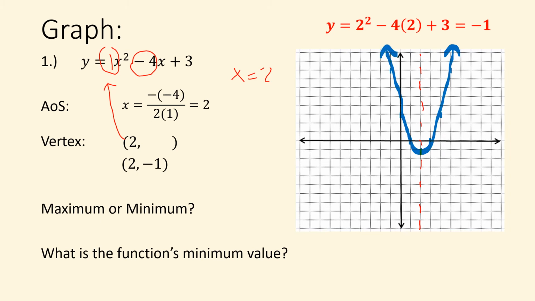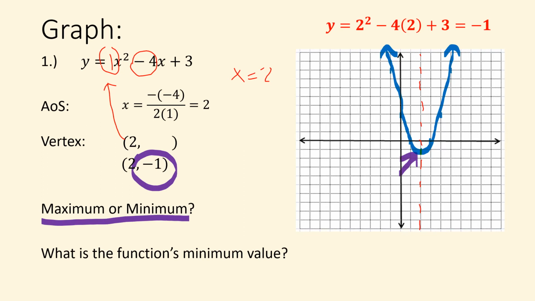Some questions that might be asked: does this function have a maximum or minimum? This is a face-up parabola. That means that the vertex is a minimum. It's a minimum because it's at the bottom of the parabola. What is the function's minimum value? At the vertex, the minimum value is just that negative 1. We really can answer those, or at least this first question, right off the bat.